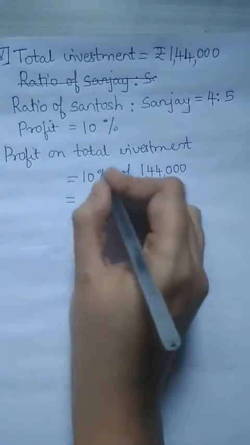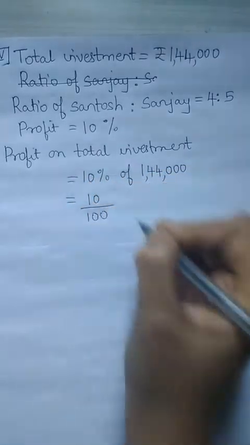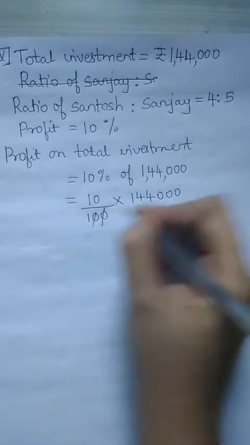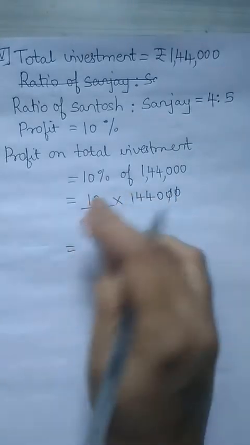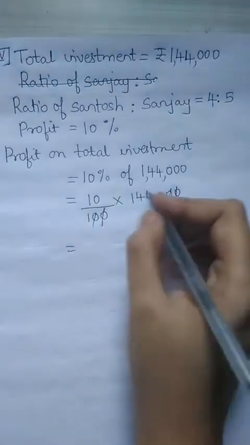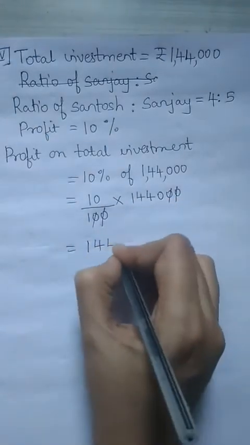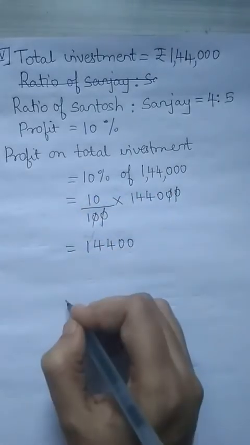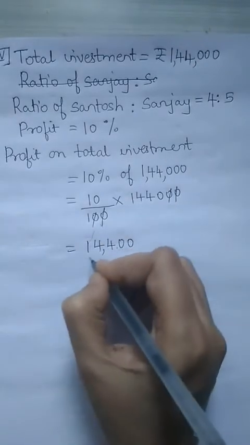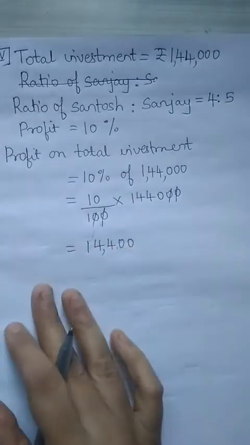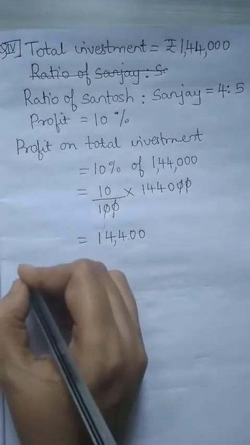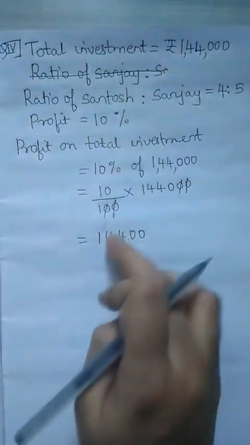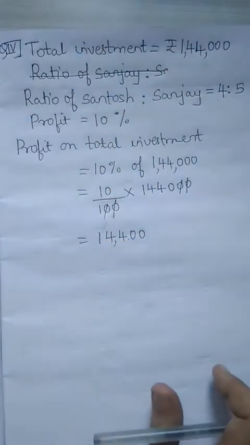10% means 10 upon 100 into 1,44,000. 2 zeros get cancelled, and what is left is 10 into 1,440, which becomes 144, and 2 zeros. So 14,400 is the profit. Initially the profit was given in percentage, and on that we found the actual profit.